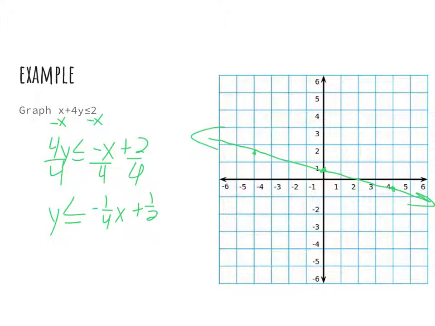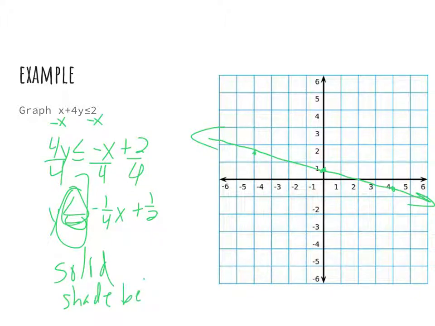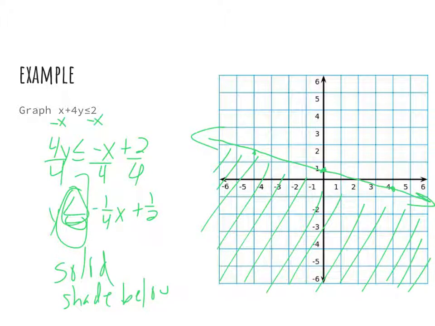Okay. And then from here I look at my inequality. It has the or equal to on it now, so it's going to be a solid line, so I don't have to erase. I can leave it there. And because of the less than, I shade below, which will be down here. Solid line shaded below.